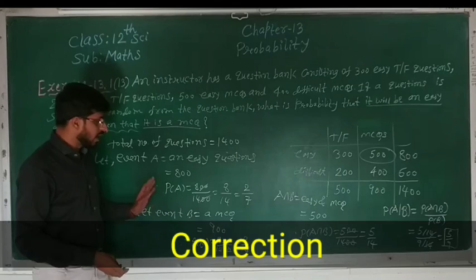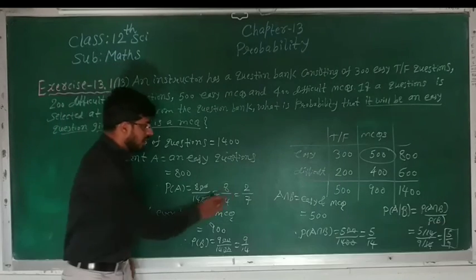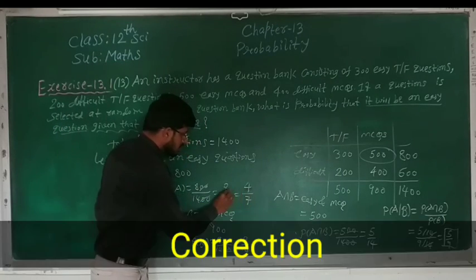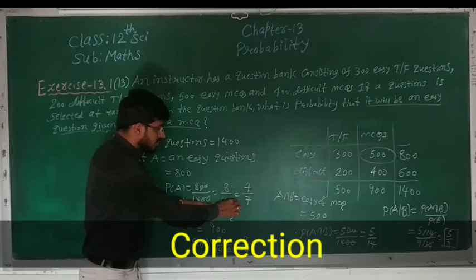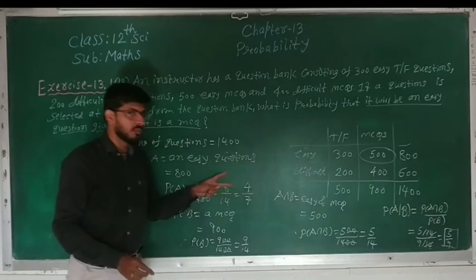Okay, here the value of P of A is not 2 by 7, it is 4 by 7. Because 2 4s are 8 and 2 7s are 14. So 2 will be cancelled out. So it gives 4 by 7.